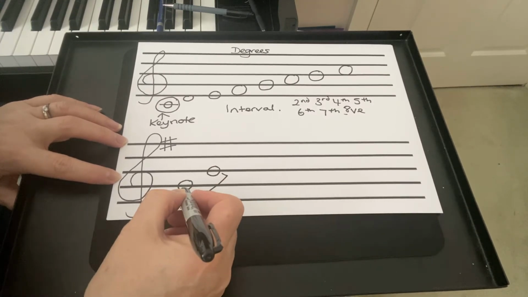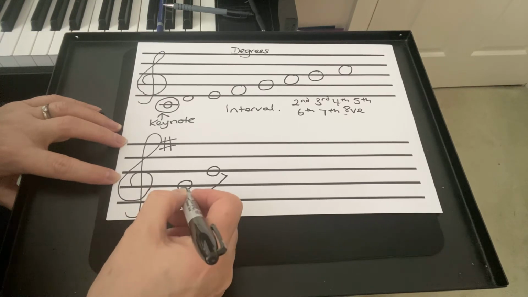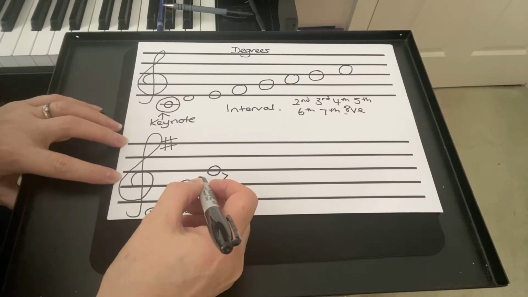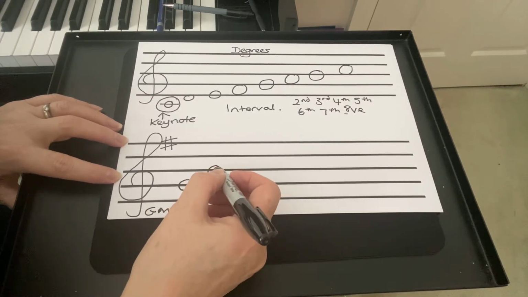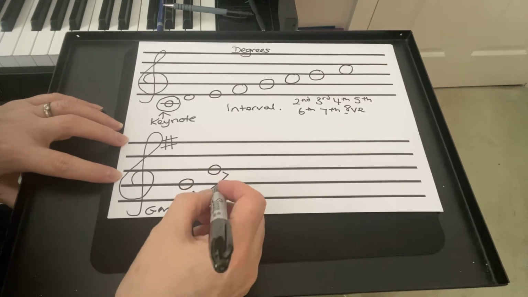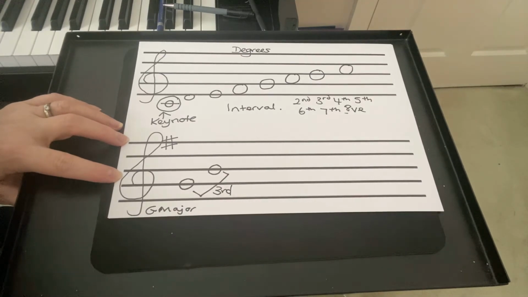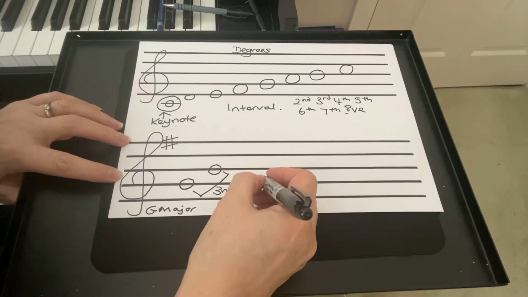So remember, you call the key note, which is G in this case, number 1. The next note would be the A, which is note 2, or degree 2. And so the B is degree 3. So that means that that interval is a third. Okay, let's do another one.